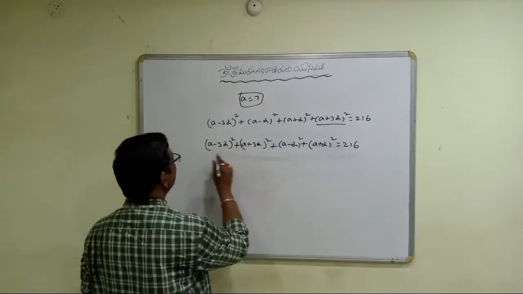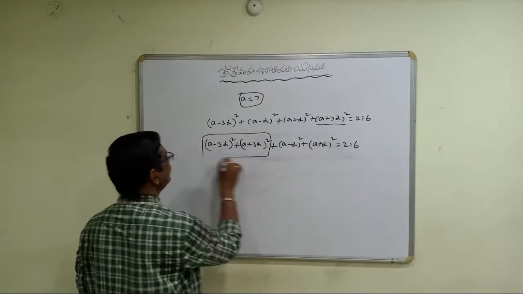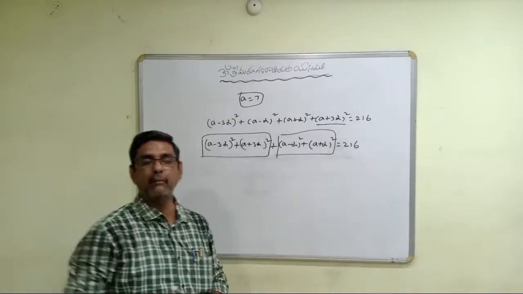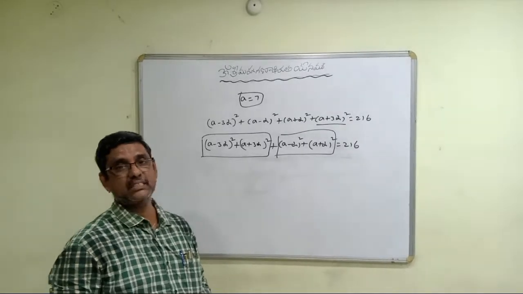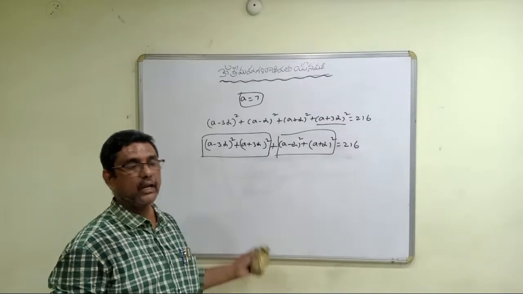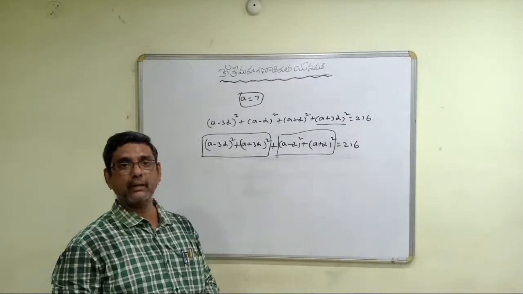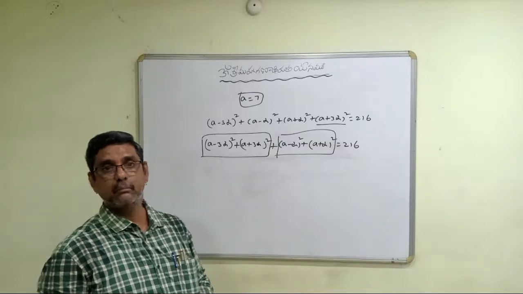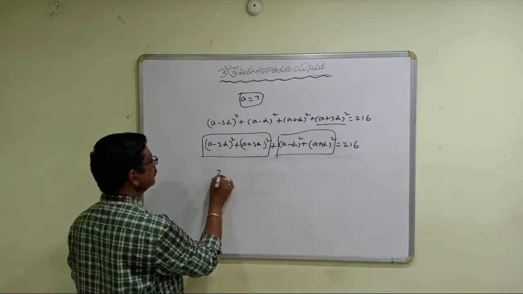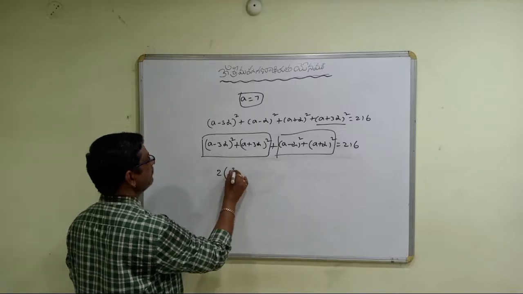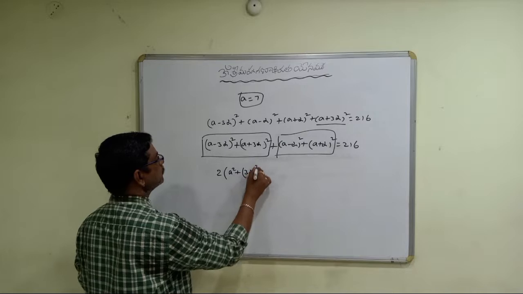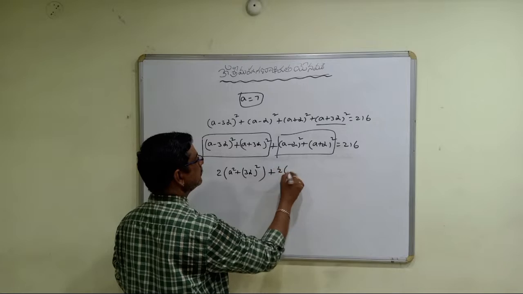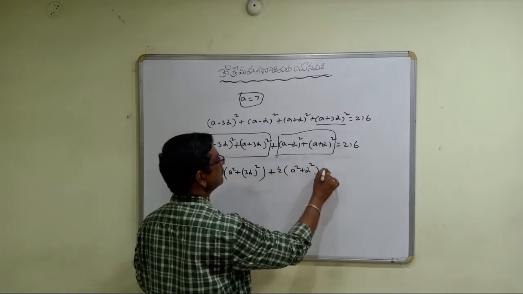Now you see, if you observe this one and this one separately, they are in the form of (a plus b) whole square plus (a minus b) whole square. I told you that (a plus b) whole square plus (a minus b) whole square is nothing but 2 times of (a square plus b square). So here what I will write? 2 times of (a square plus 3d whole square). And here also 2 times of (a square plus d square) is equal to 216.